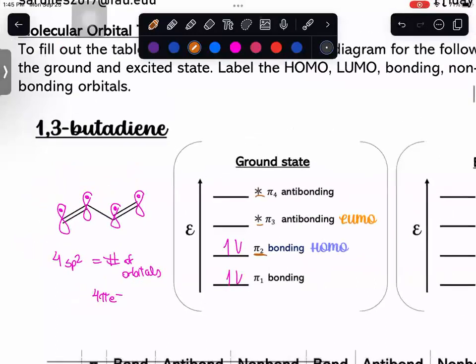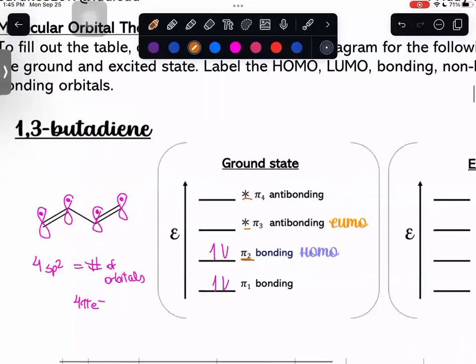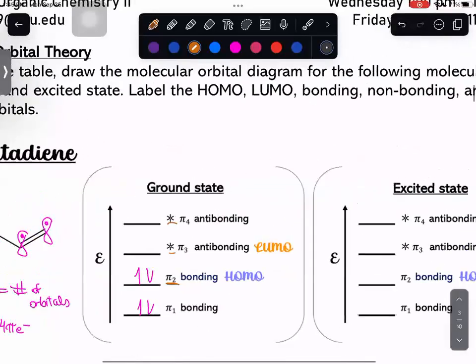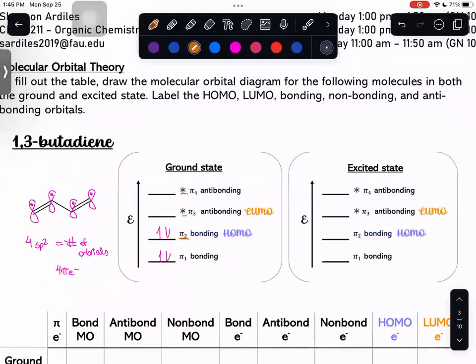Okay, now we have the ground state. So now let's talk about what's going to happen for the excited state. First of all, you have to keep in mind that HOMO and LUMO are going to stay the same in the ground and excited state. The only difference is that we're just going to put some UV light into the ground state, and that's going to excite one of those HOMO electrons.